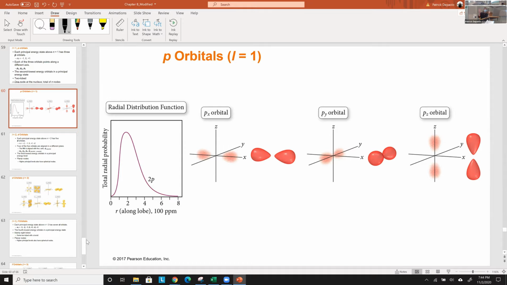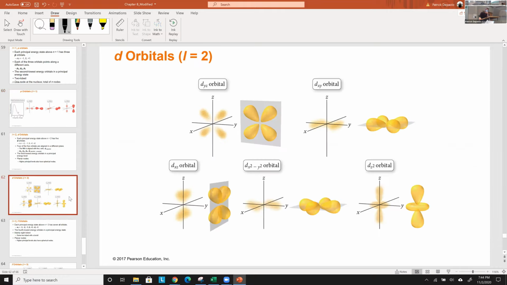Just 3. Meaning, if I'm an electron, I could be in px, or py, or pz. So there's only 3 options for me. If I'm a d orbital, it's crazy. I actually have 5 choices. I could be in the xz, the yz, the xy, the x squared minus y squared, or the z squared.